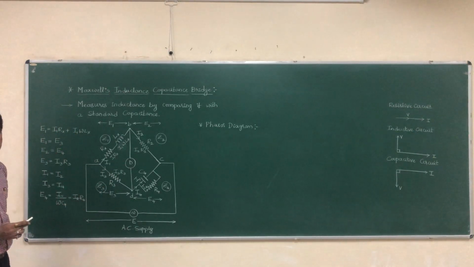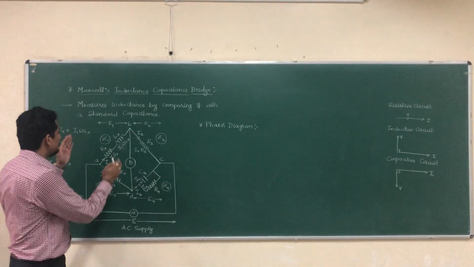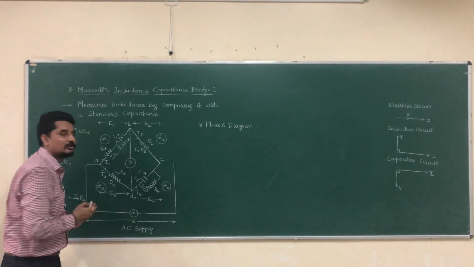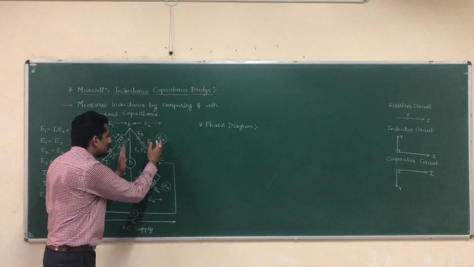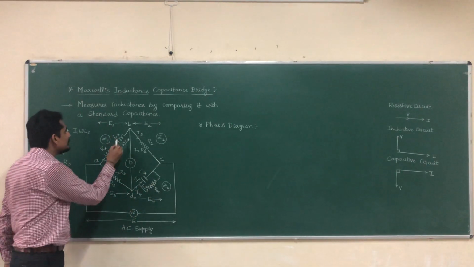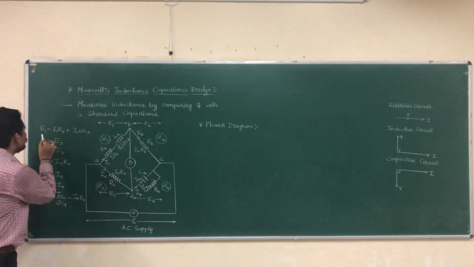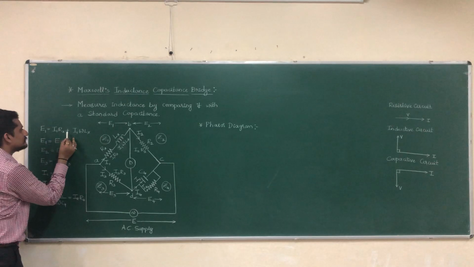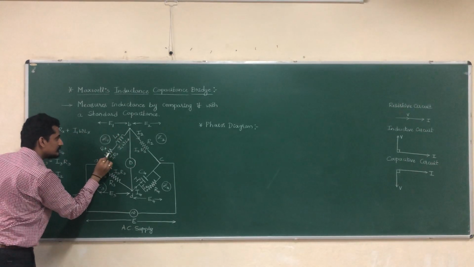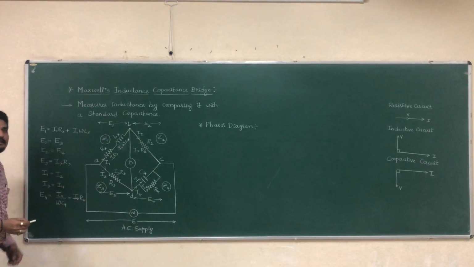Now under balanced condition, what will happen? The potential drop across E1 will be equal to the potential drop across E3, and the potential drop across E2 will be equal to the potential drop across E4. Now what is the expression for E1? E1 is equal to I1 Rx plus I1 omega Lx. This E1 is a combination of this resistance and this inductance, right?